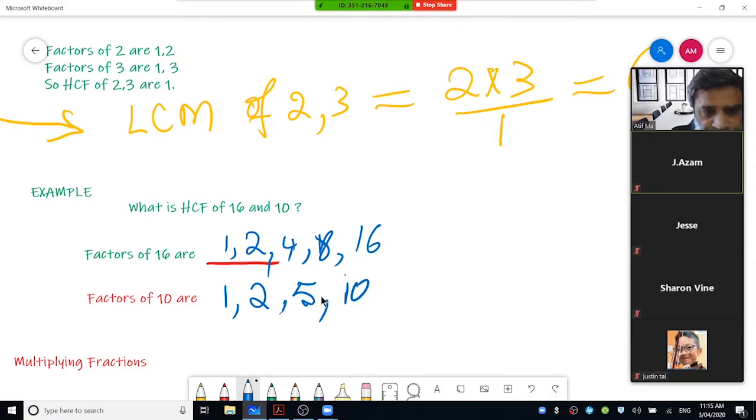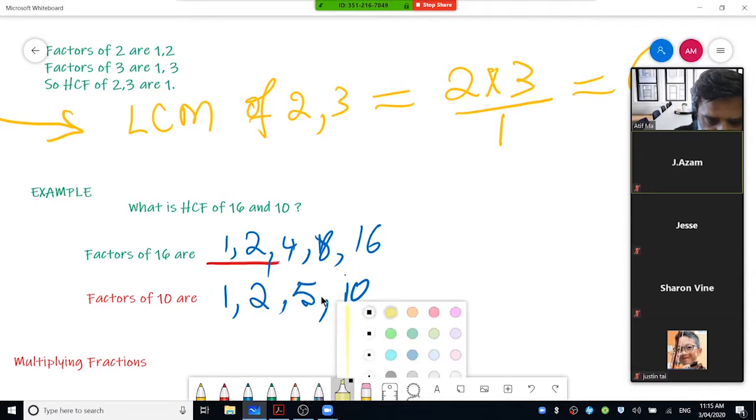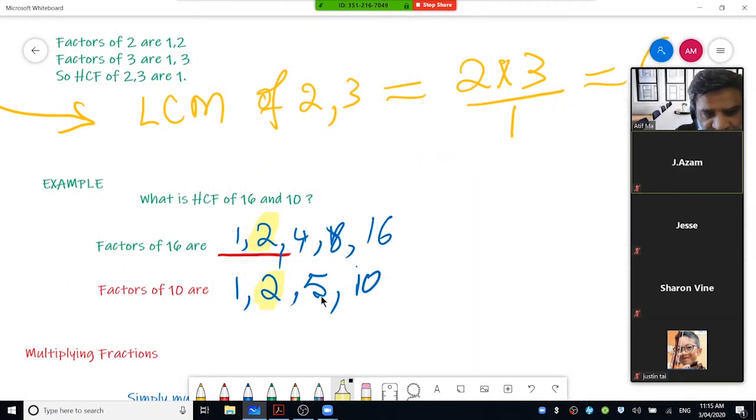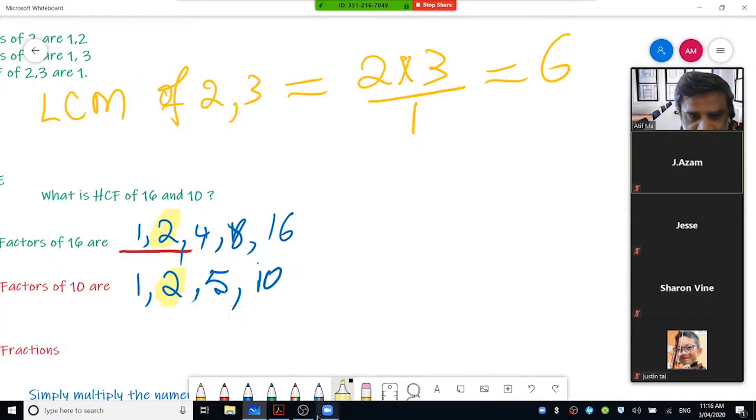So if you see, what are the common factors? Let me highlight them. So the common factors are these. What would be the LCM of 16 and 10? So we have to find the LCM of 16 and 10. Let me type it here.